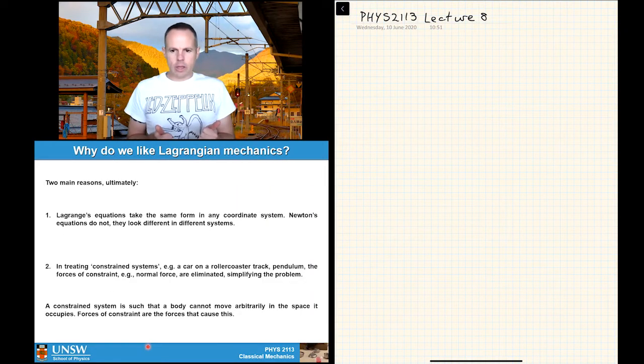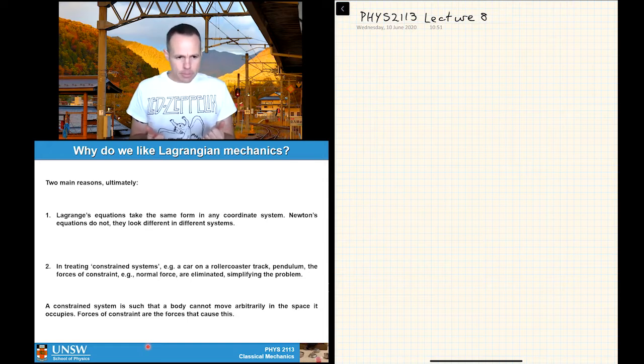So one of the questions that usually comes up at this time of the course is why we like Lagrangian mechanics so much. There are basically two reasons. The first is that Lagrange's equations take a very similar form in pretty much any coordinate system. You use the same approach whether you're using polar coordinates or Cartesian coordinates. That's not something you find with Newton's equations approaches, and it's nice because it means the solutions to problems are a lot easier, since things look quite similar. The other aspect comes in treating constrained systems, and we haven't discussed constraints yet.